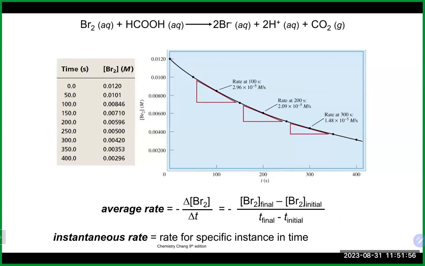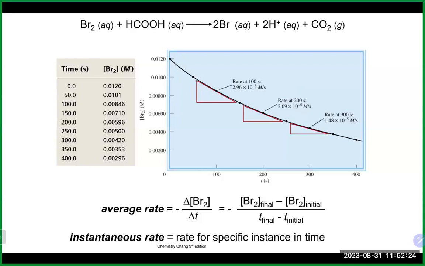Now, we talk about rates, and if we graph what is happening in this particular reaction, not that you need to know any of these numbers or anything like that, what we see here is a graph of time versus concentration of Br2, which is our reactant. And we do see that over time, the amount of Br2 is decreasing, which is what we would expect to happen in this case, since it's a reactant. And there's two types of rate.